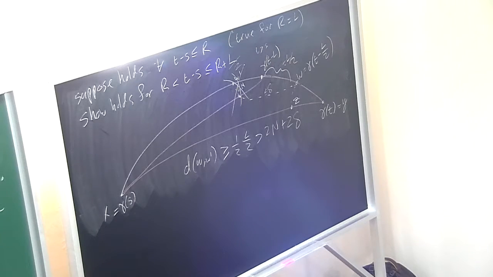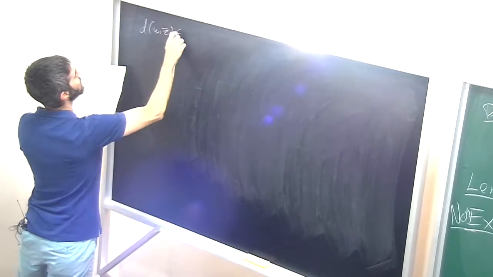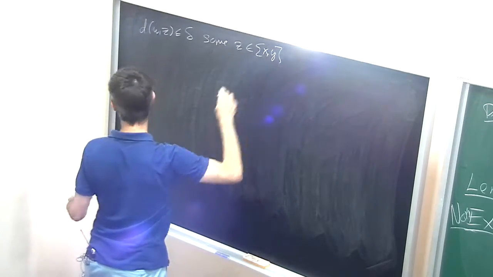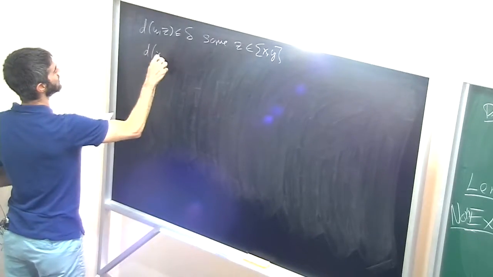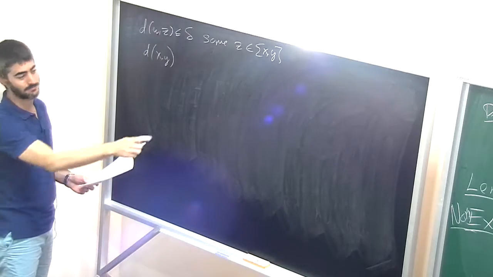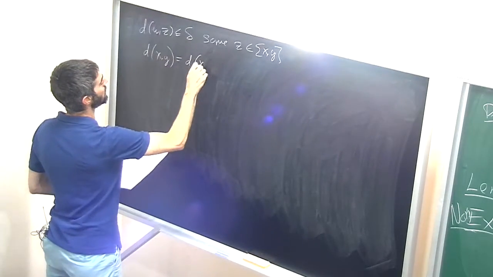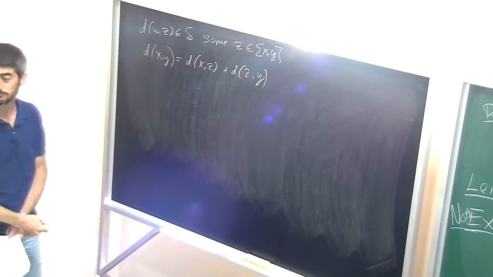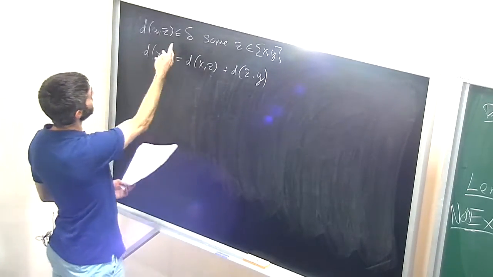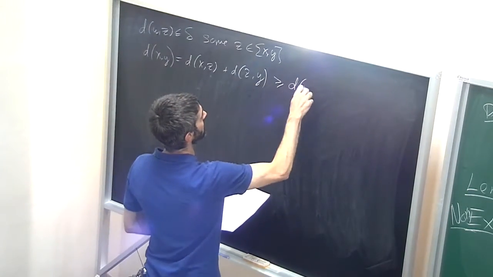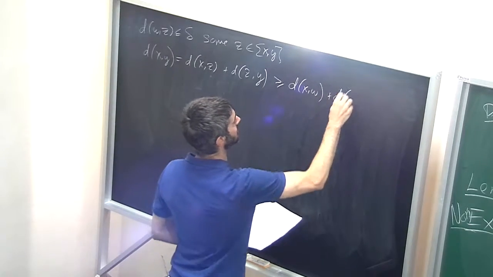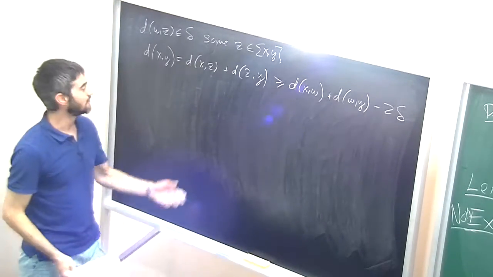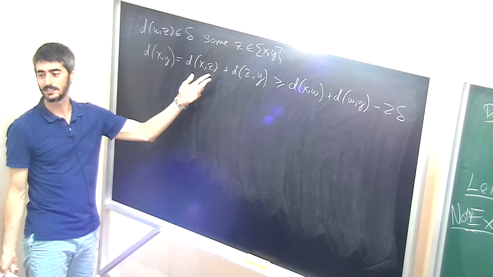Now I have the distance from W to Z is at most delta for some Z on the geodesic from X to Y. So now let me estimate. I need to estimate the distance from X to Y from below. That's what I need to bound. Well, it's equal to the distance from X to Z plus the distance from Z to Y, because Z is on the geodesic. But the distance between Z and W is small. So this is bigger than or equal to the distance from X to W plus the distance from W to Y minus 2 delta, because I just switched from Z to W, which changes things by at most delta, and I do it twice.